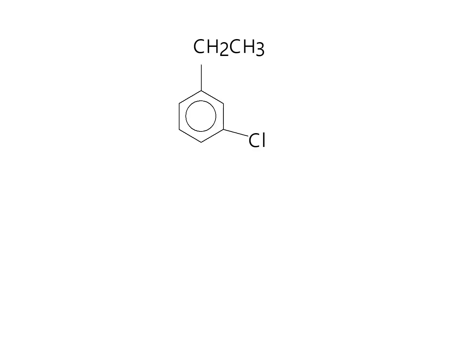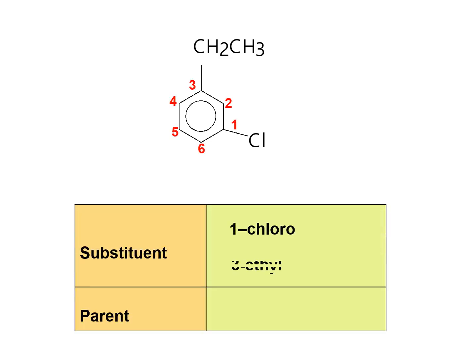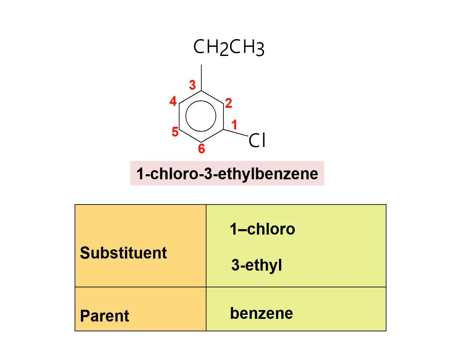Next, we have benzene as a parent. So we have 2 substituents, chloro and ethyl. So number the carbon in the ring starting with the substituent according to alphabetical order. So the substituents are 1-chloro, 3-ethyl, and the parent's name is benzene. So the name for this structure is 1-chloro-3-ethylbenzene.